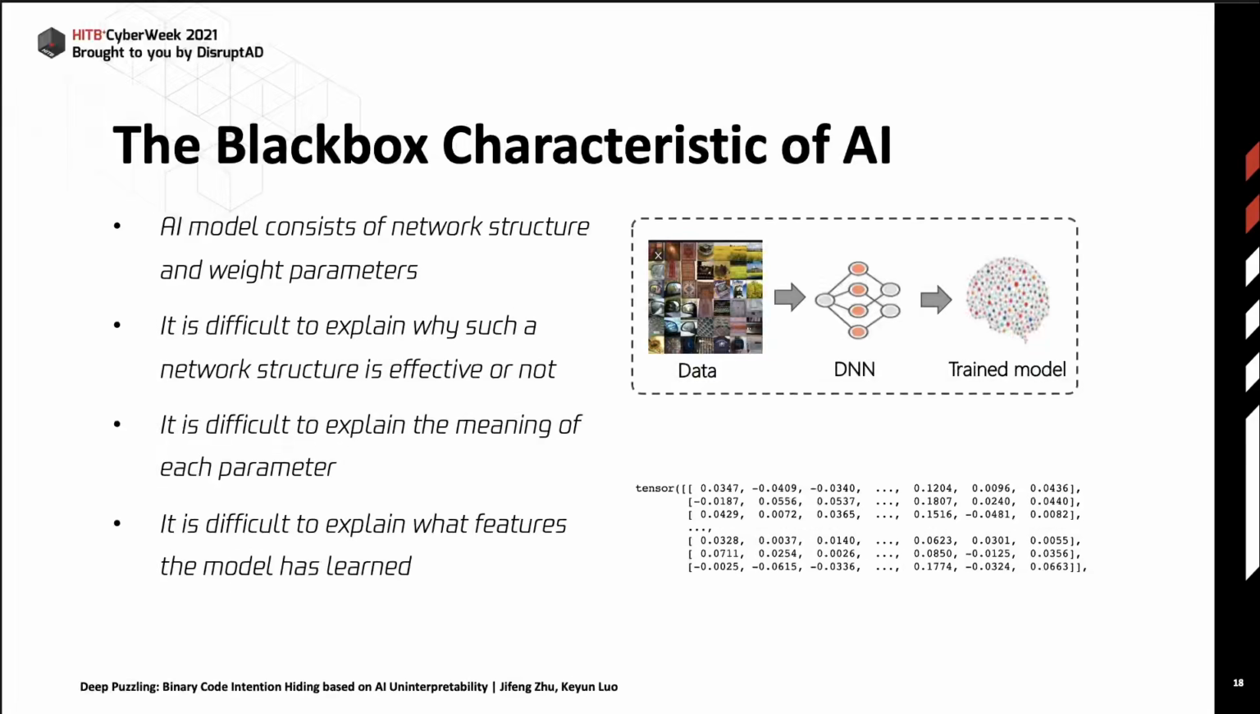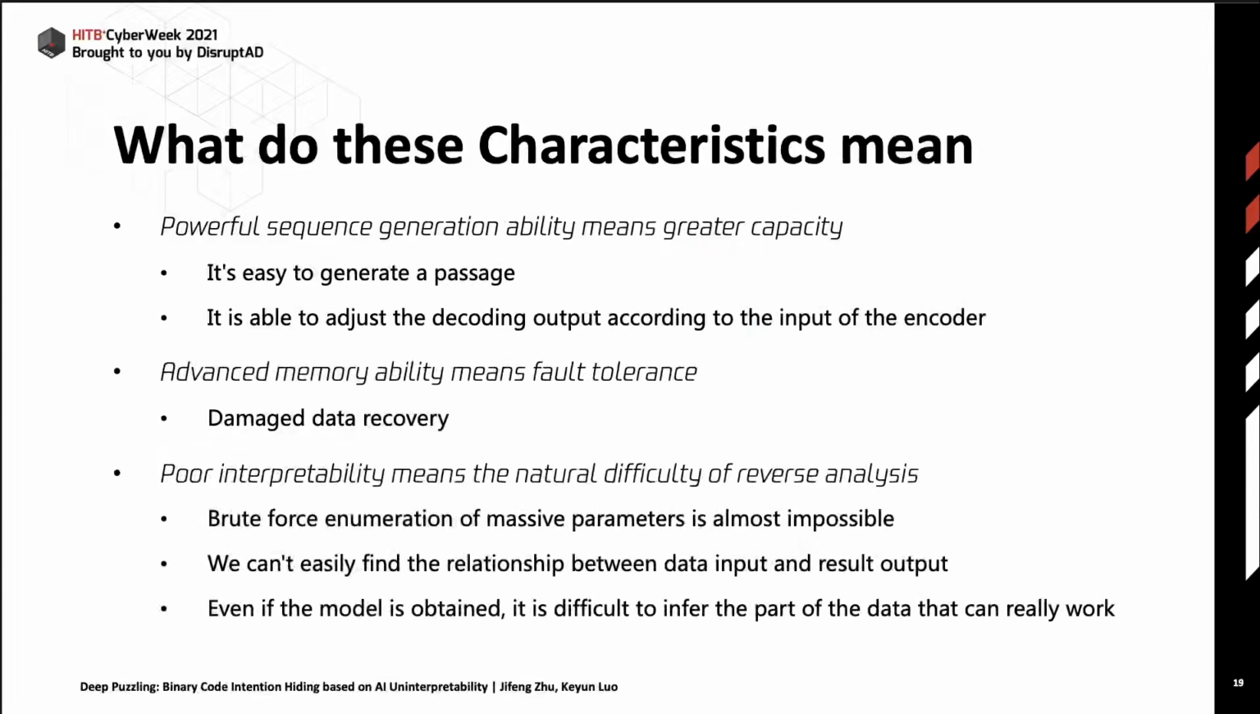In general, these characteristics make artificial intelligence a black box to a large extent due to the lack of theory guarantee. Knowing it, but not knowing why. What do these characteristics mean? We summarize it as follows.